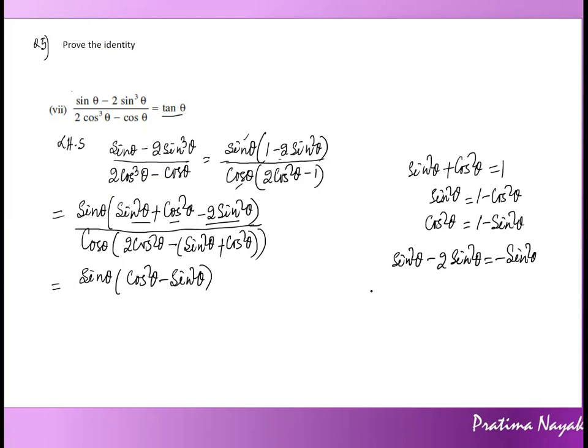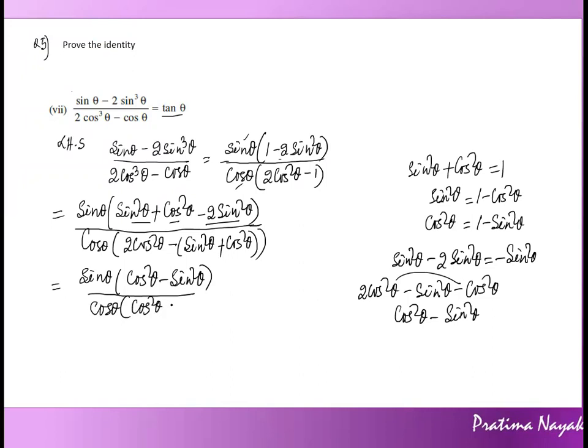Now coming to your denominator, it will be 2 cos square theta. When you open the bracket, sin square theta will be negative and cos square theta will be positive. So 2 cos square theta minus cos square theta, this will be cos square theta minus sin square theta. So this will be cos theta into (cos square theta minus sin square theta). These two will be cancelled. Then it will be your sin theta by cos theta, tan theta. So this is RHS, hence proved.